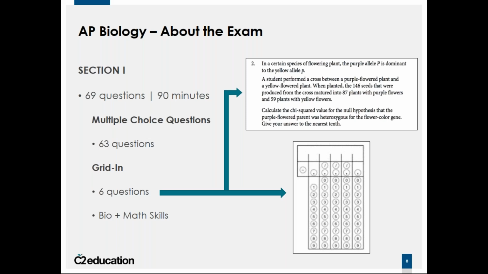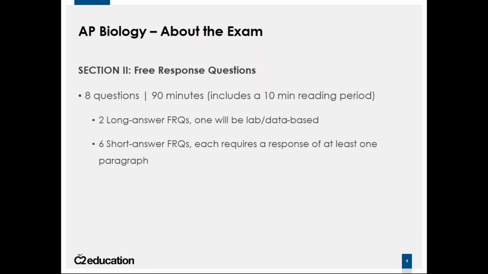It's a very simple, straightforward structure. You have about, in total, 69 questions in 90 minutes, so they do not separate the amount of time you get for the multiple choice and for the grid. Now, that's section 1. That makes up 50% of the exam. Section 2, on the other hand, is your free response, right? The FRQs, the other 50% of the exam.